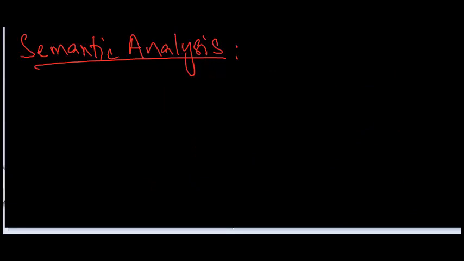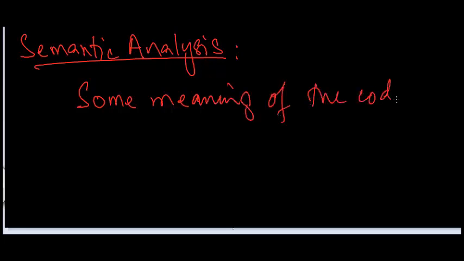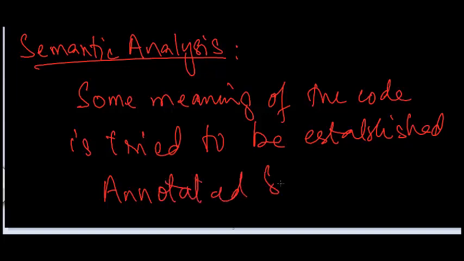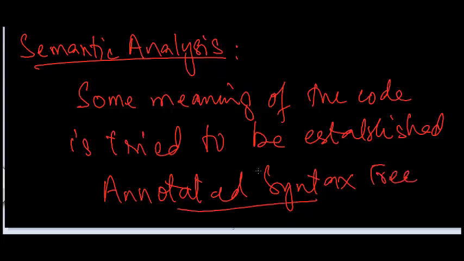So it is during this stage that some meaning of the code is tried to be established, right? And let me explain that. What we do is we create something that is called an annotated syntax tree. This is something that is created as part of the semantic analysis stage. And let's take a look at this annotated syntax tree. What does it look like?